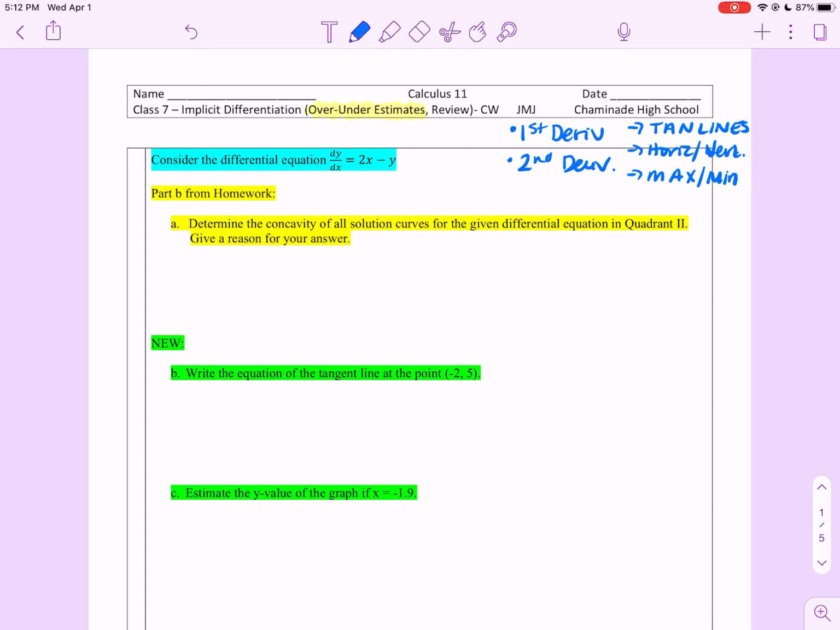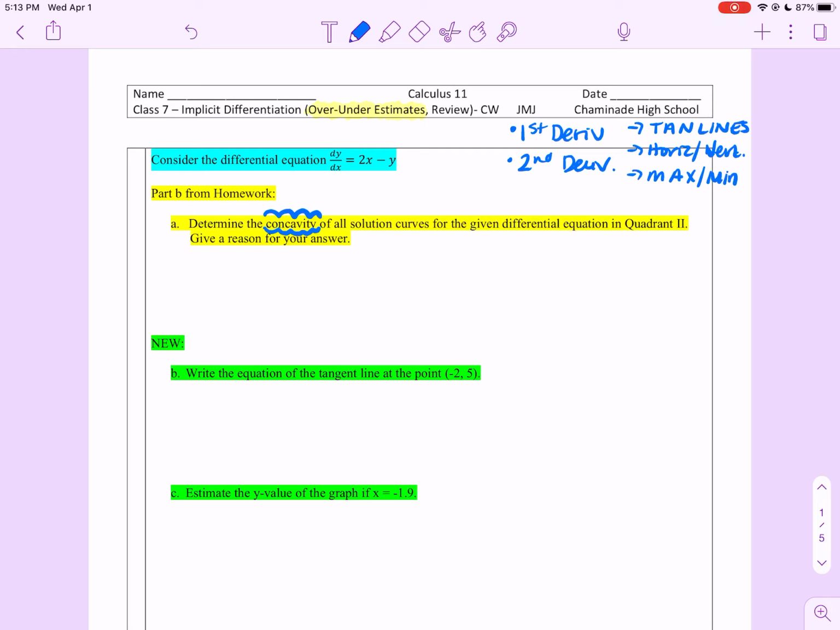Consider the differential equation dy/dx is equal to 2x minus y. Part B from the homework that you had last night that was due this morning said, determine the concavity of all solution curves for the differential equation in quadrant 2. Give a reason for your answer. Remember, when we talk about concavity, concavity comes from your second derivative. We can determine if your graph is concave up or concave down.